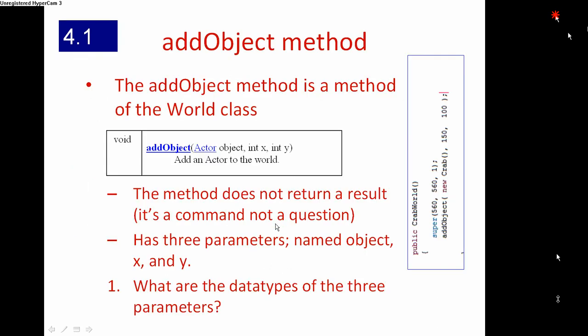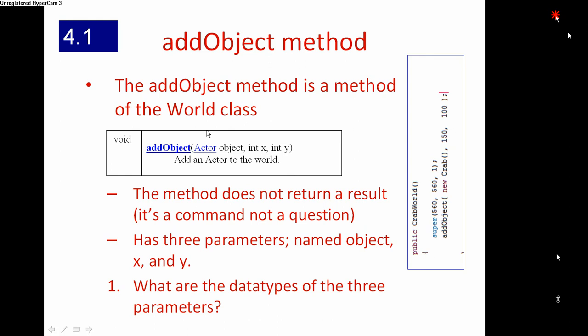Okay, the addObject method. The addObject method is a method of the World class, so you can use this in the world. You can't use this to talk to anybody else, but you can use this to talk to the world. And this is a command, not a question. You're saying, hey, I want you to do something. I want you to add something to the world.